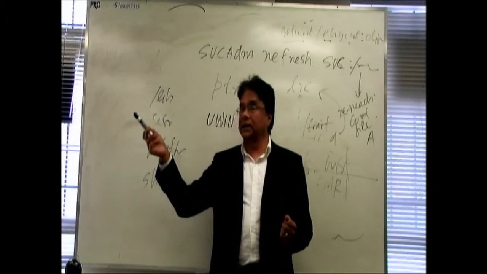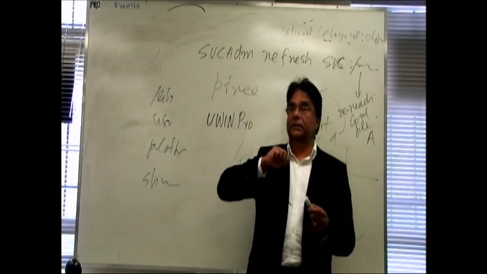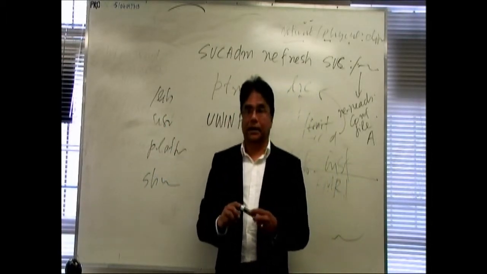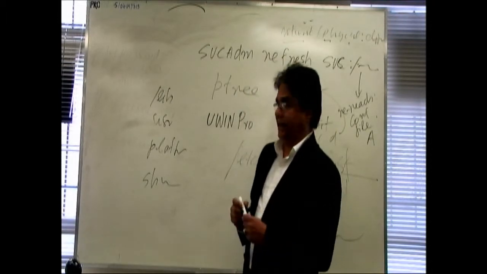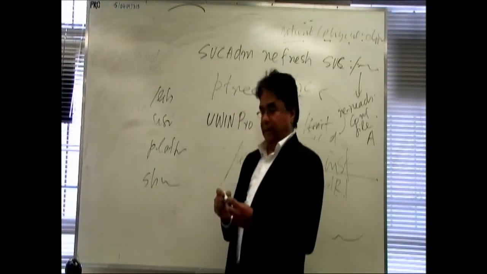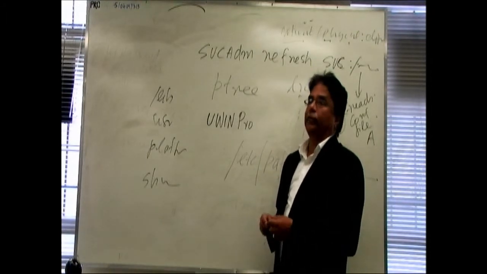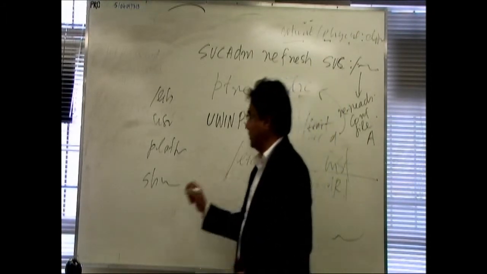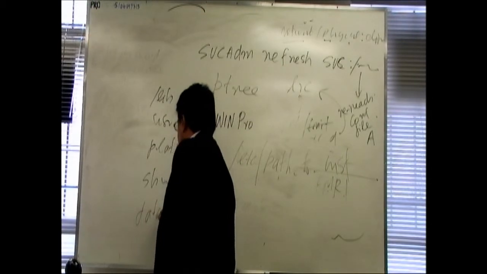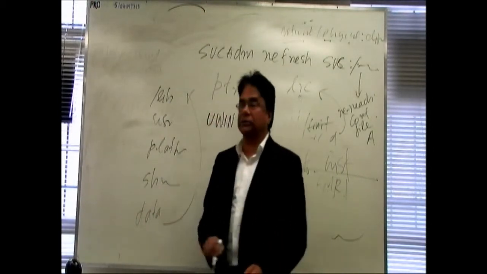The non-global zones come in types: sparse, branded, and full root. The branded zone and the full root zone don't get these inherited files. If I have another directory called data in the global zone, can I inherit that also? Yes, I can inherit it.